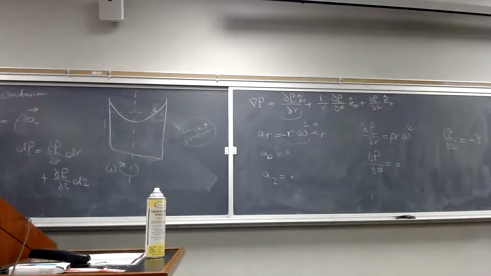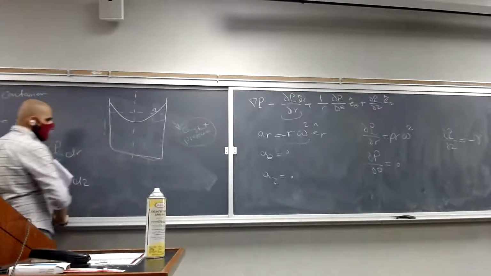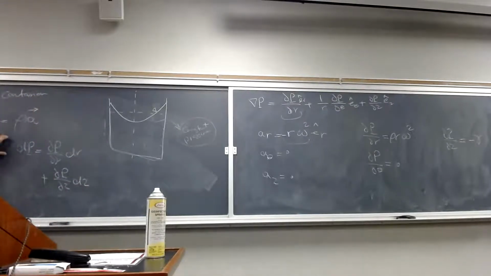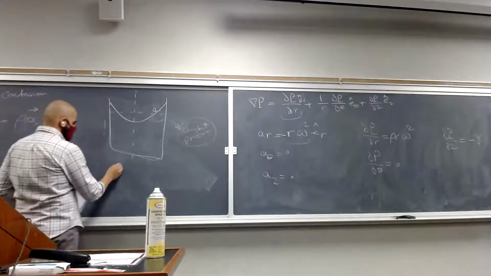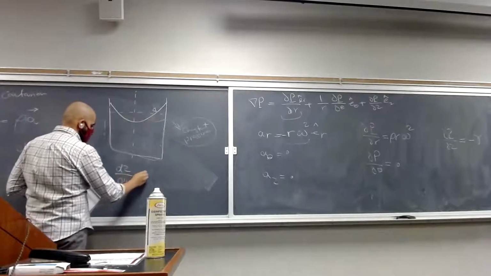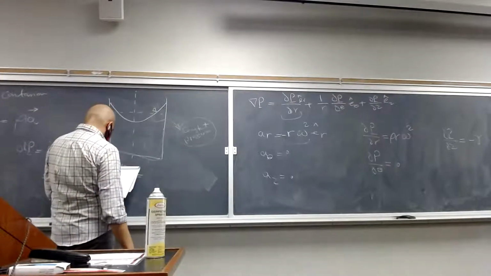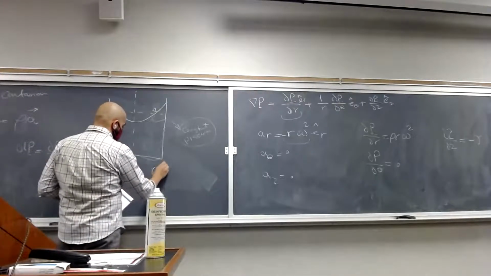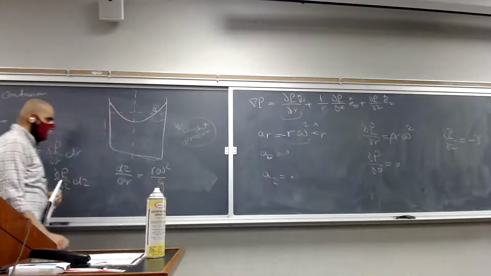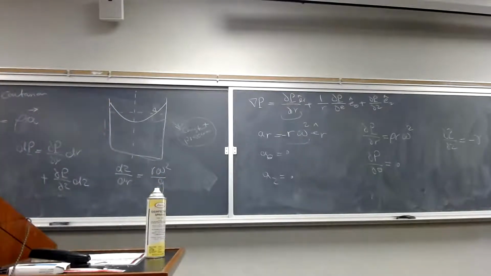If you apply those values in, play with it a little bit, and then apply it to a constant pressure line, which means that dP has to be 0, we are going to be able to find the slope of this constant pressure line, which is going to be R omega squared divided by g. Any questions so far?